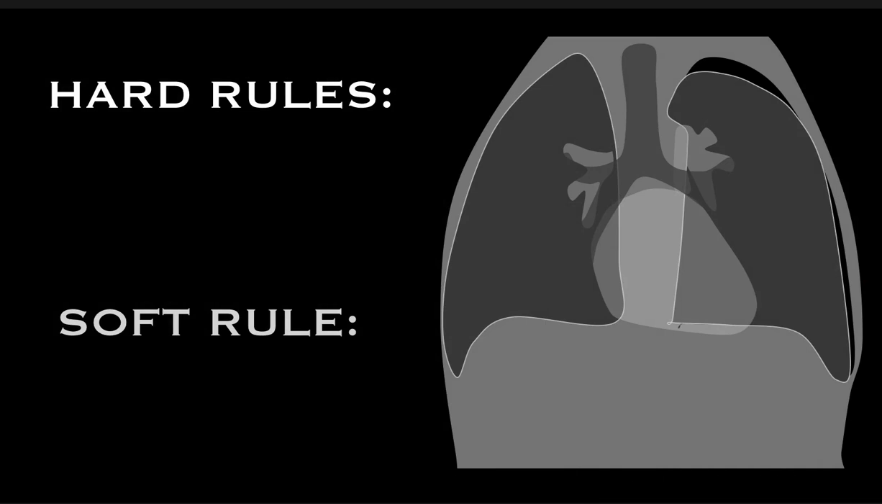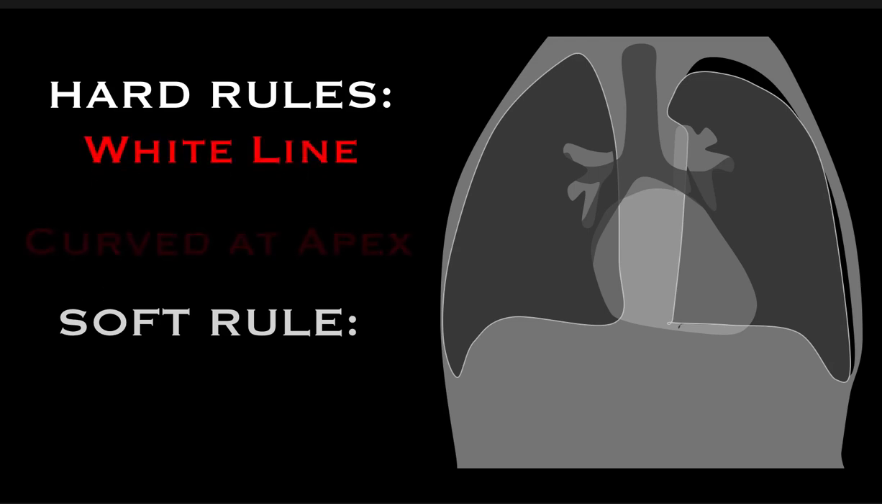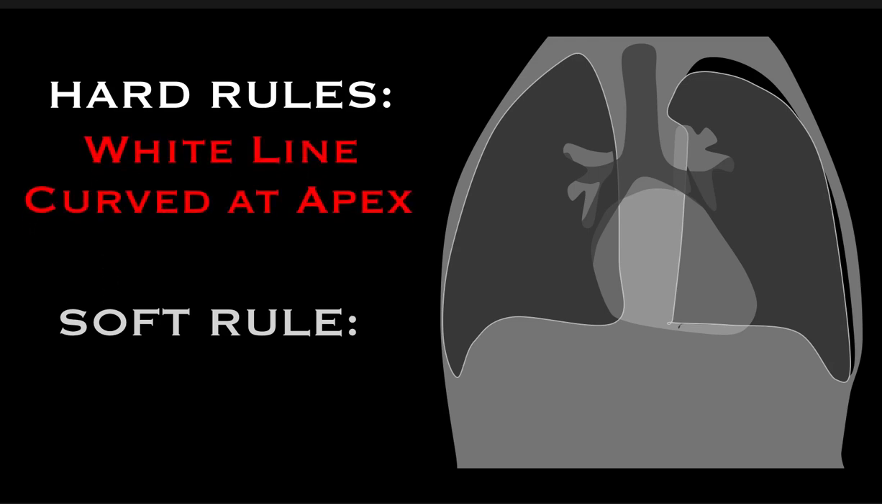So, hard rule: I want to see that white line. I want to see it curve at the apex. I don't want to see it running off into no man's land across the chest. Soft rule: absence of vessels and lung markings in that hyperlucent area. That's a soft rule. It's certainly helpful when present, but if you do see a few vessels, it doesn't exclude a pneumothorax.